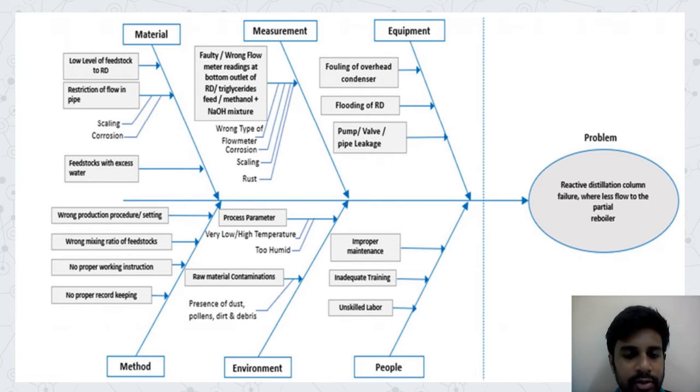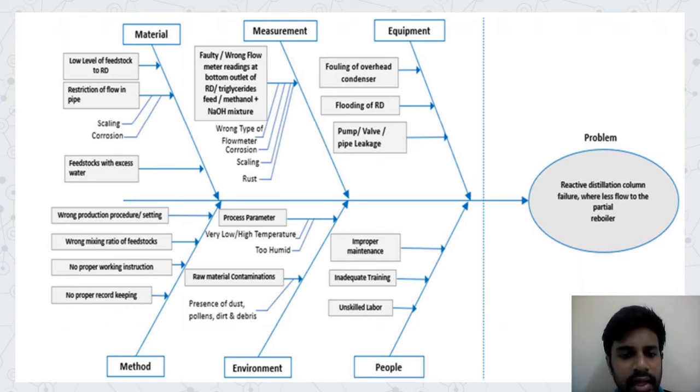Moving on to process parameters, we might have very low temperature. At very low temperature, normally in winter, you might solidify the fat. At a high temperature, it will affect the separation in the distillation column. If it is too humid, there will be a lot of moisture, especially for sodium hydroxide, and there may be chances of foaming after the reaction.